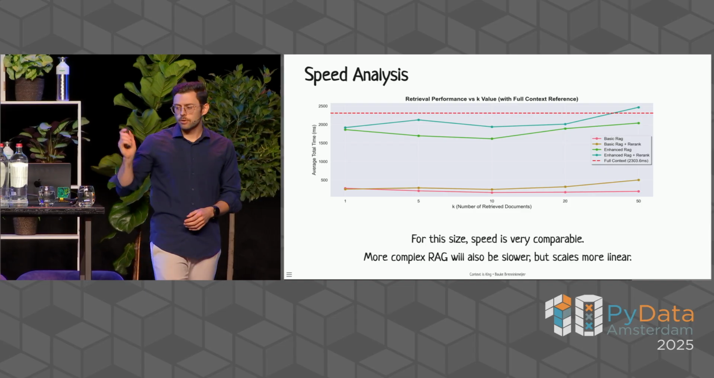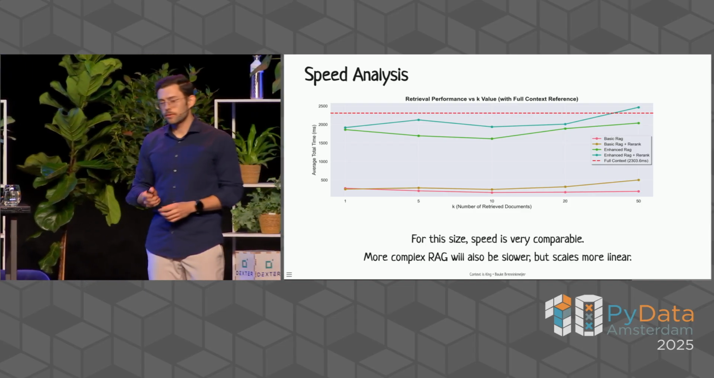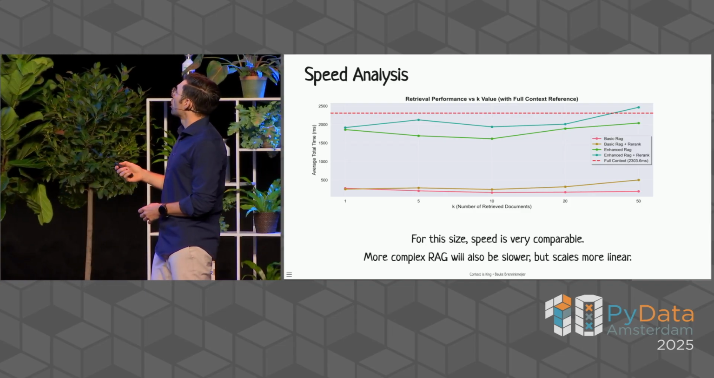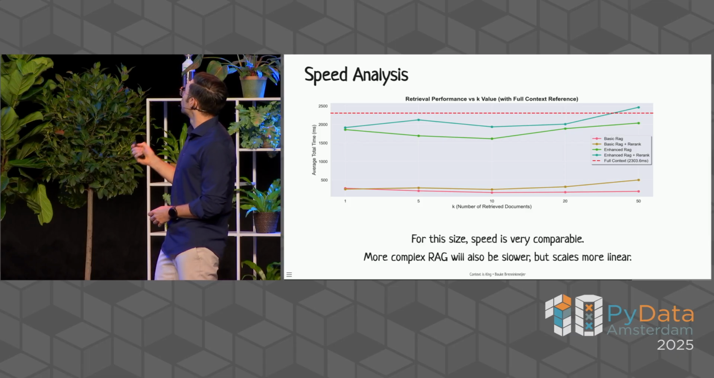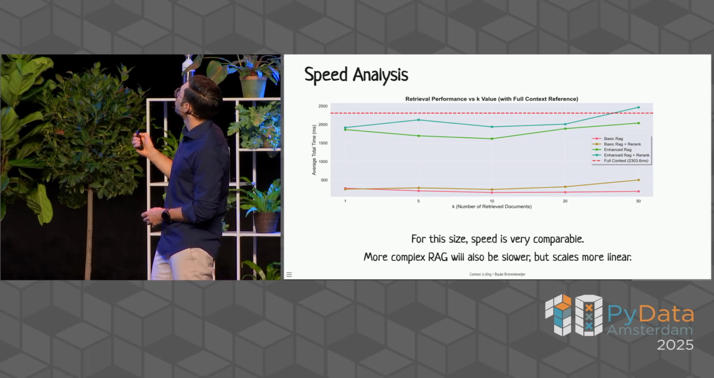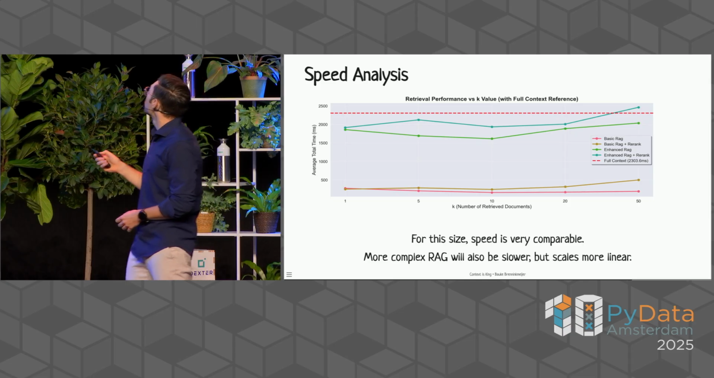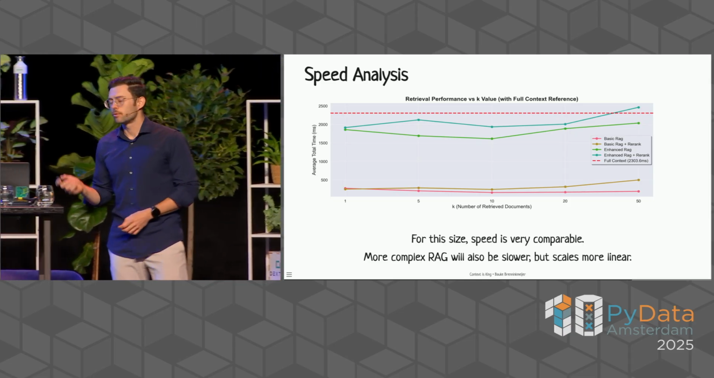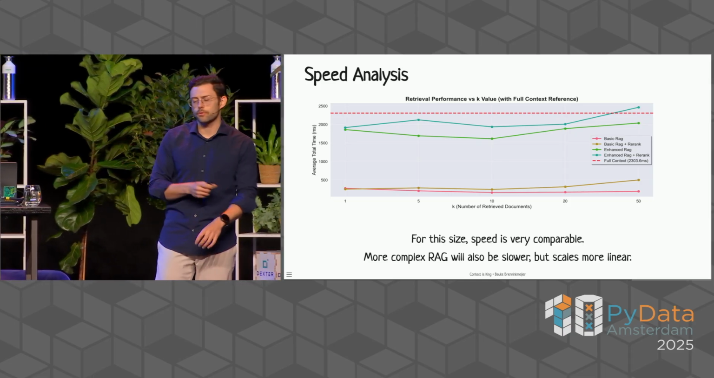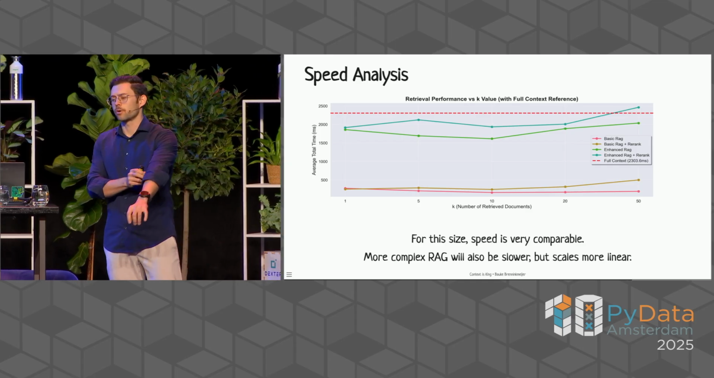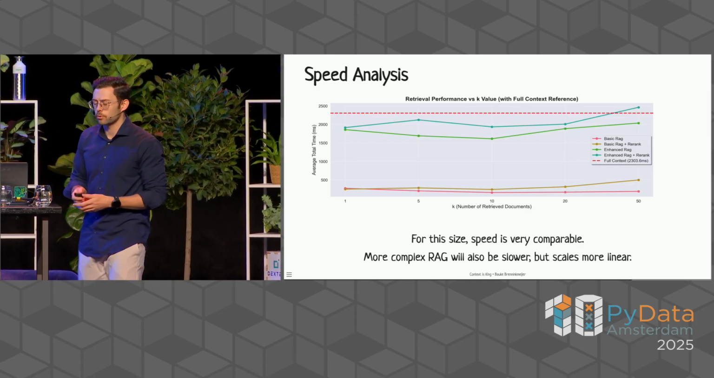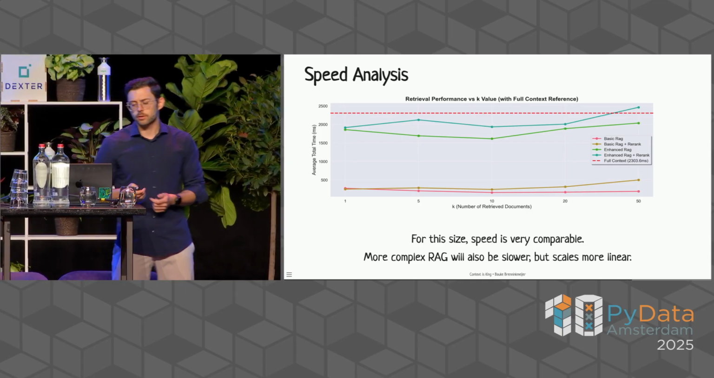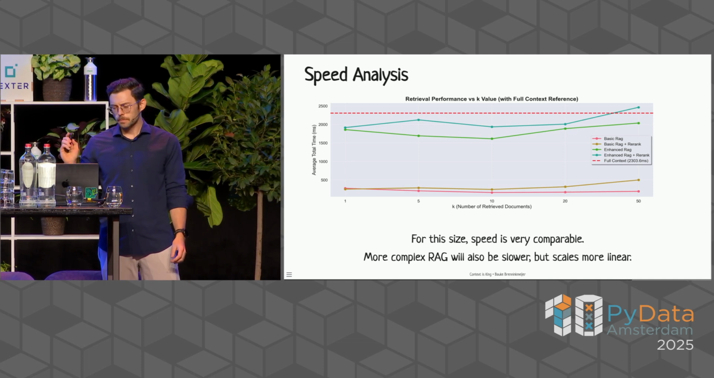A good extra thing is to look at the speed that we have here. At the bottom is the base RAG, and at the top we have the enhanced RAG with and without re-ranking, and then the red line is the full context version. You see that the enhanced RAG and the full context version are pretty similar. So in terms of execution in a production setting, it doesn't matter that much.